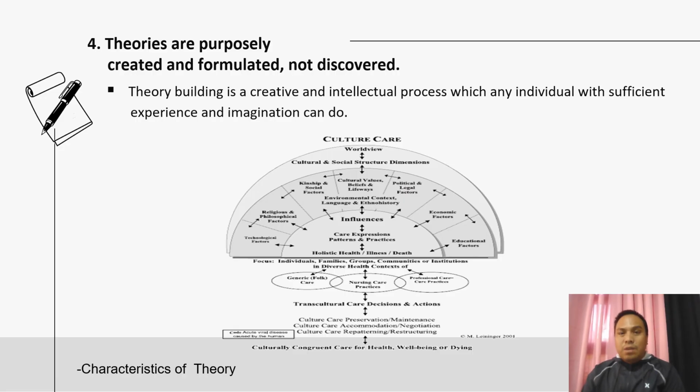Theory building is a creative and intellectual process that involves observing the events, identifying the patterns, connecting the concepts, and proposing the explanations. Anyone with enough knowledge, experience, and imagination in their field can develop a theory. So for example, Florence Nightingale used her observations and experiences during the Crimean War to create environmental theory, which explains how factors like ventilation, cleanliness, and light affect patients' recovery. In short, theories are man-made frameworks built to deepen understanding and guide the practice.